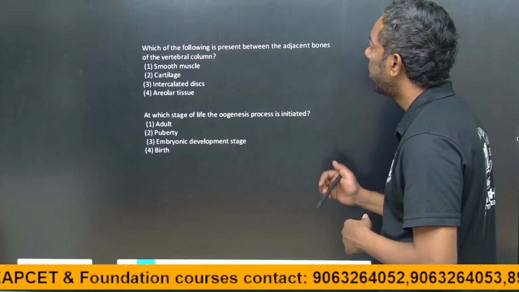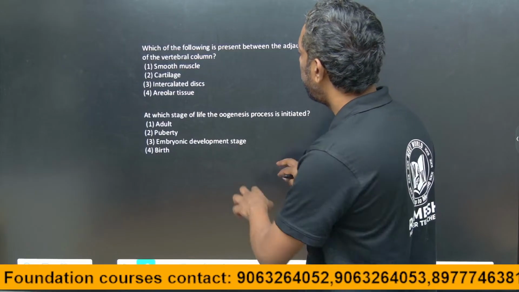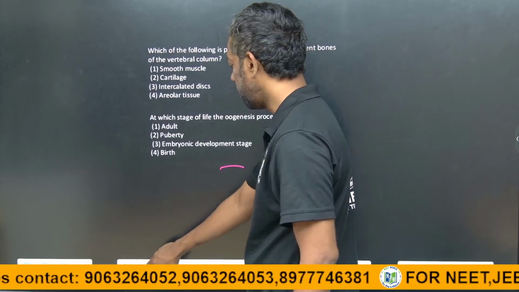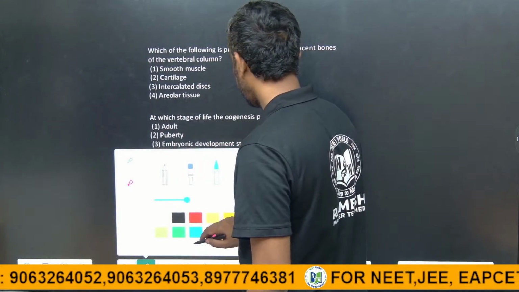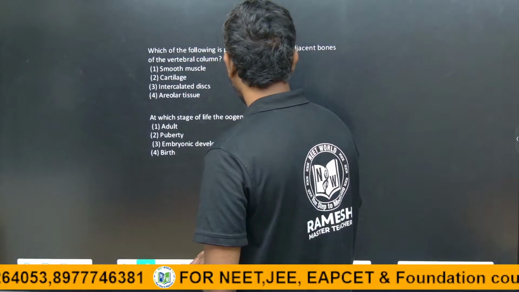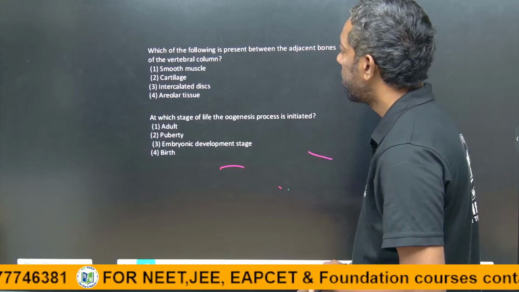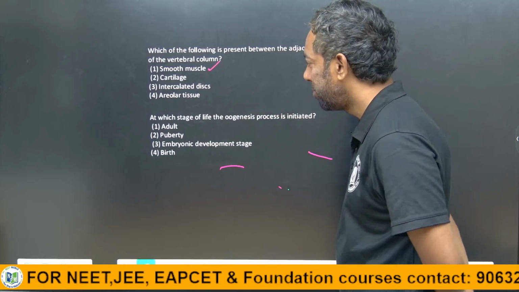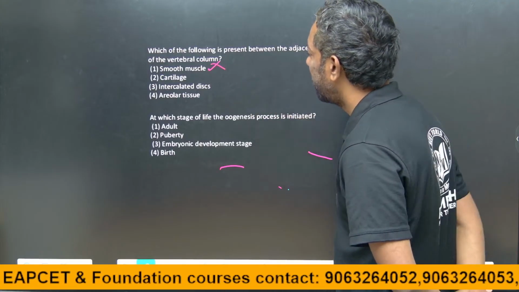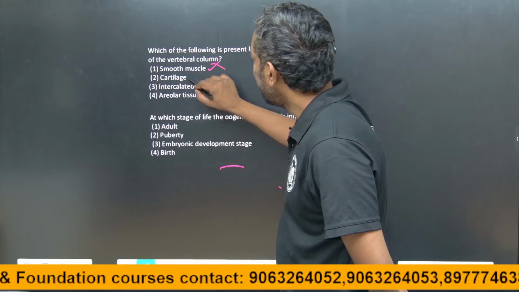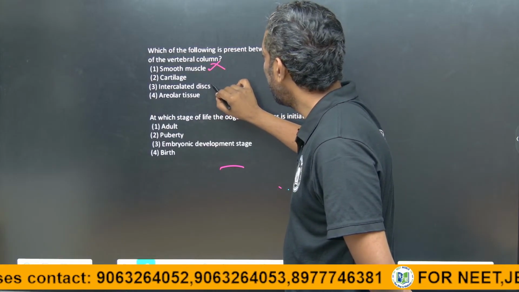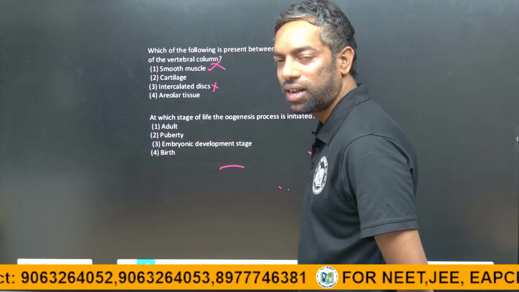Which of the following is present between the adjacent bones of the vertebral column? Smooth muscle? No. Smooth muscle does not attach to bone even. Very wrong answer. Absolutely wrong. Cartilage between the adjacent bones. Intercalated disc, they are between the vertebral column, guys.